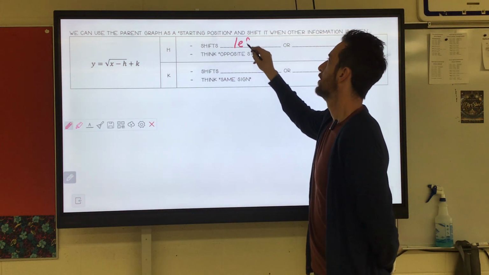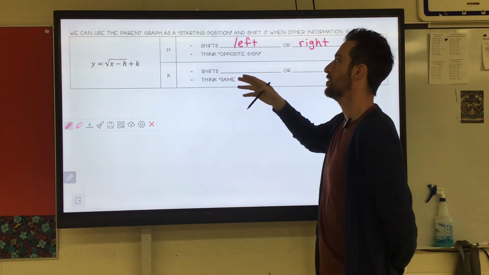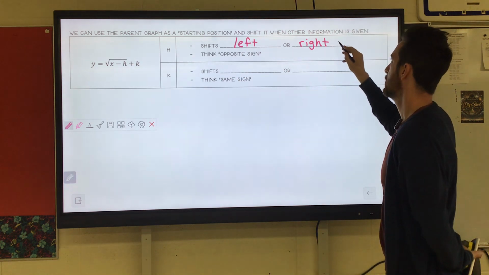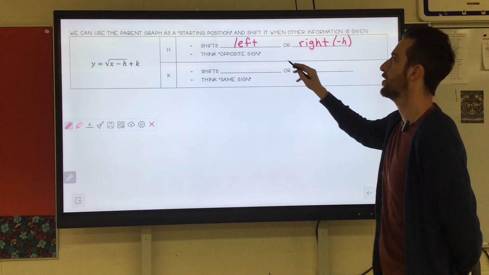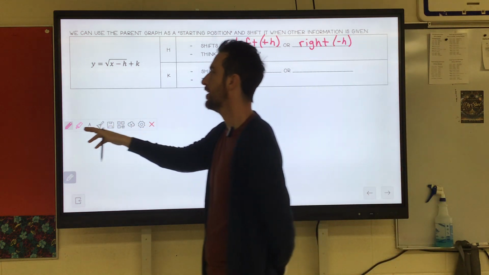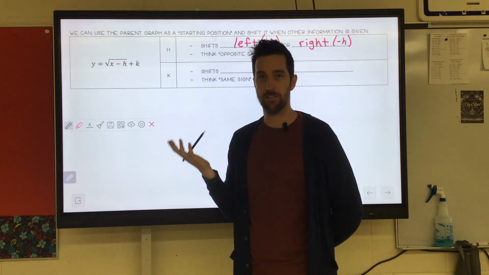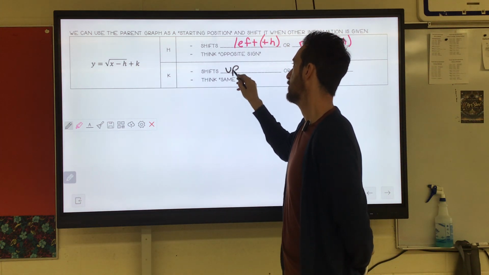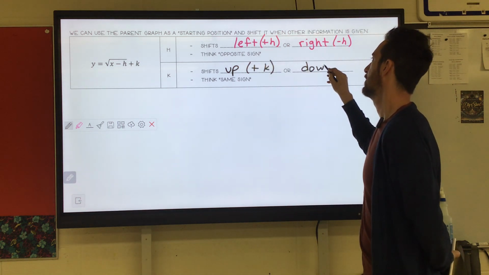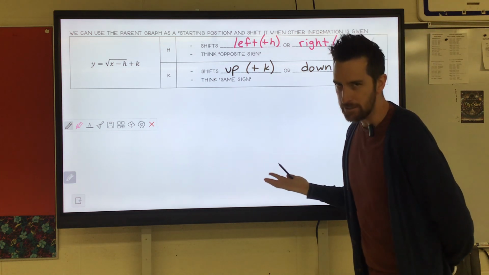Left or right. Now, it's crazy because if it says minus some number, you actually shift it right that many units. So if it says minus h, you shift to the right. If it says plus some number there, you're going to shift it left. The k is the number being added or subtracted outside the radical. This is your up and down shift, and this one actually makes sense to me. So you're going to shift up if it says plus k, and you're going to shift down if it's minus k. That one makes sense in my head.